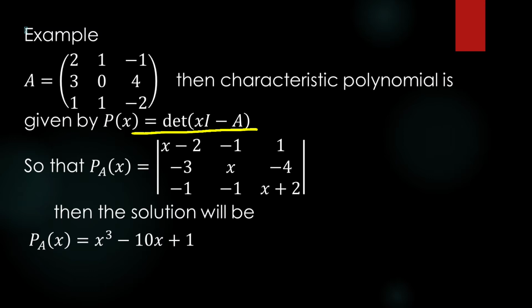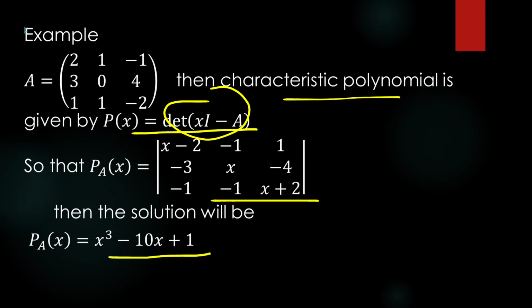Okay, so the determinant, for this determinant here, the definition is actually this. So the characteristic polynomial for this is actually this. Now, our discussion in the Cayley-Hamilton theorem is just to show that this particular characteristic polynomial is satisfied by the matrix A.